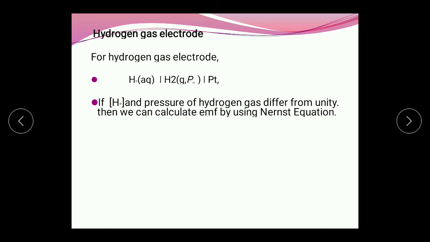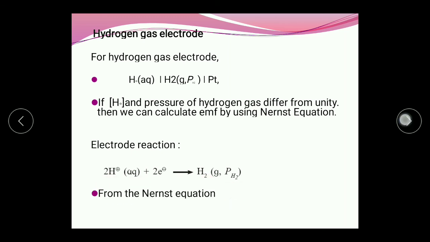Do you remember the Nernst equation? E cell equals E0 cell minus 0.0592 divided by n into log to the base 10 of the product of concentrations of products divided by the product of concentrations of reactants. That is our Nernst equation. Now for that an electrode reaction is needed. So we will first write the electrode reaction for this SHE. The reaction is like this: 2H+ plus 2 electrons gives H2. So the value of small n will be 2 as 2 electrons are gained. Only one product is there and only one reactant is there.